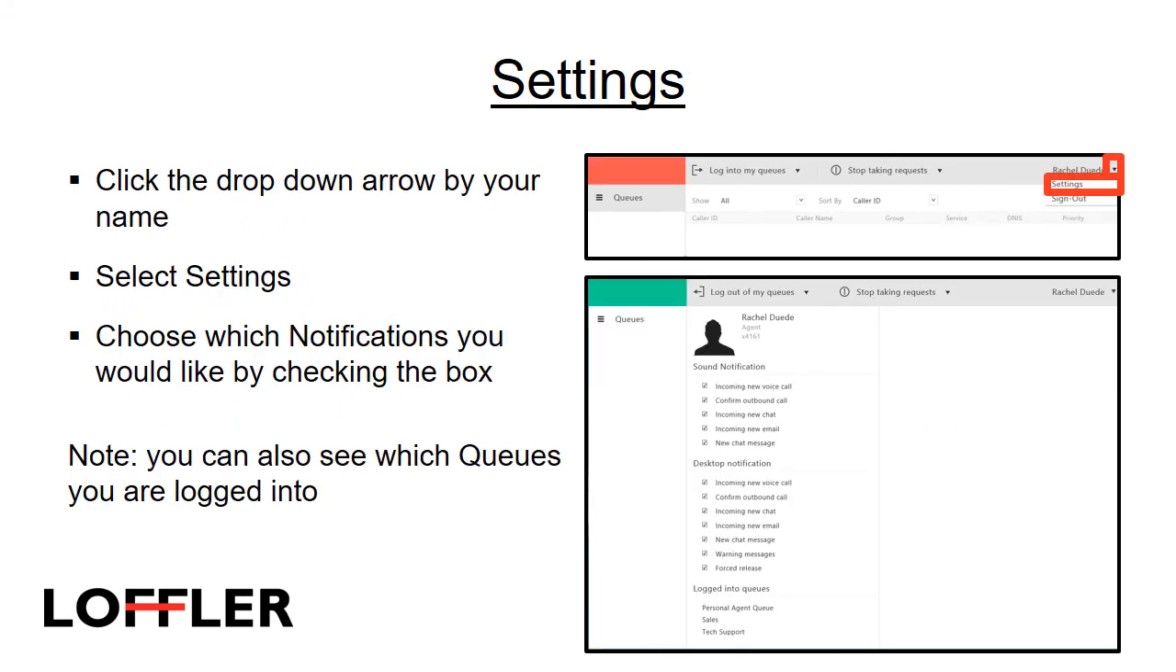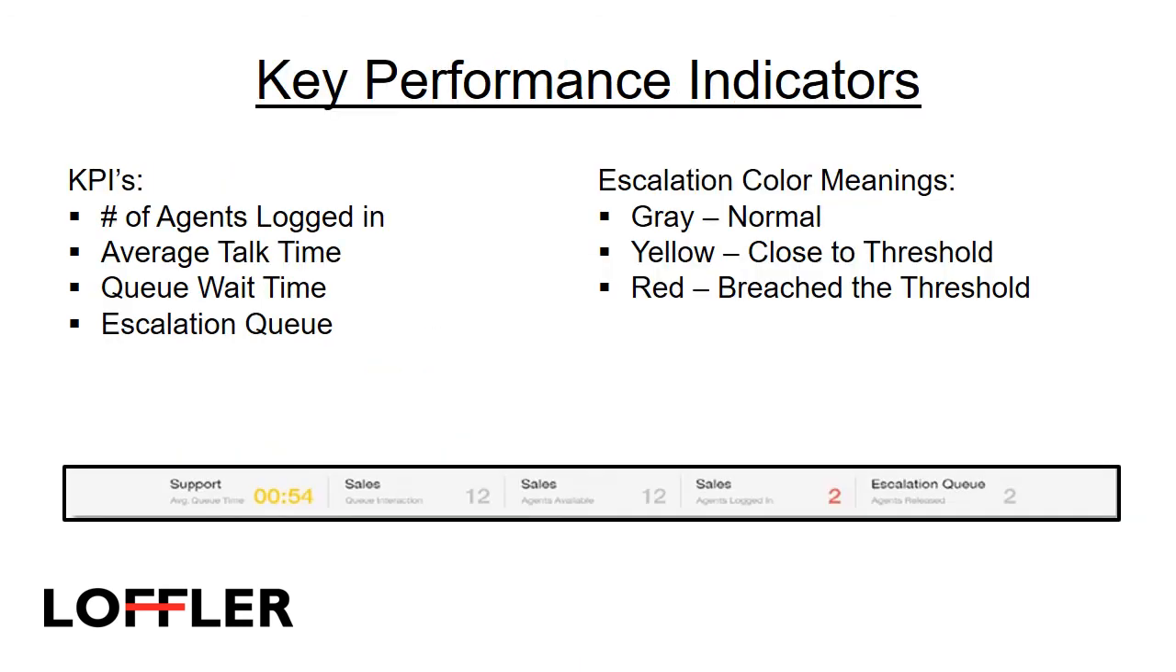To change or modify your settings, click the drop-down arrow by your name and select Settings. Choose which notifications you would like by checking the box next to that notification. You can also see which queues you are logged into on this screen. On the KPI board, you can see the number of agents logged in, the average talk time, the queue wait time, and the escalation queue. The escalation color meanings are gray is normal, yellow is close to the threshold, and red means that it has breached the threshold. These settings are set up by your system administrator.